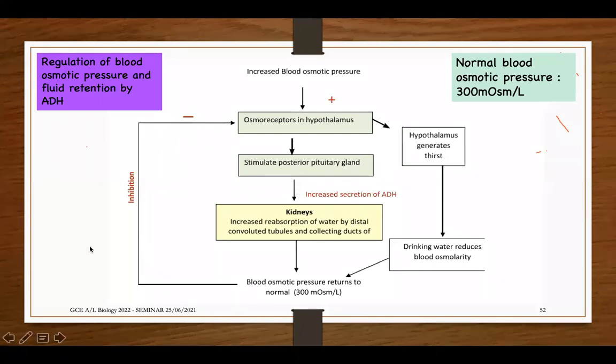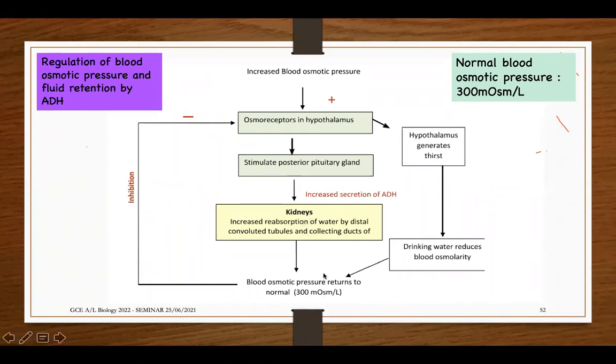All right. So what happens is, until your osmotic pressure comes back to normal, your hypothalamus will keep on positively acting on the pituitary gland to secrete ADH, so that water will be continuously reabsorbed. But that is also not good.